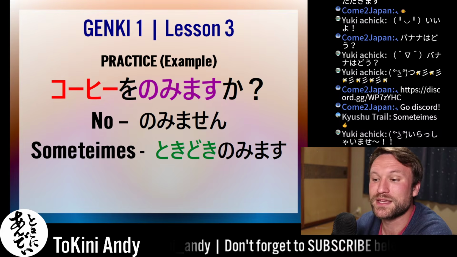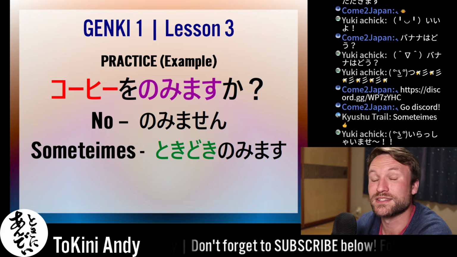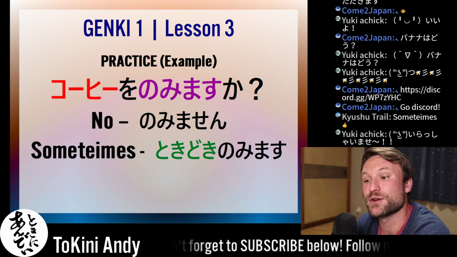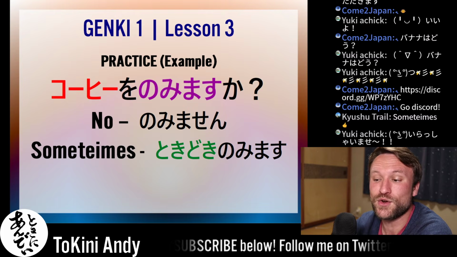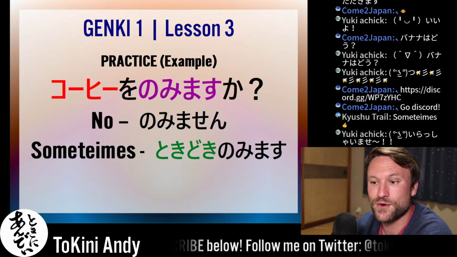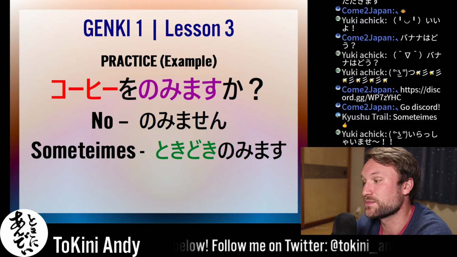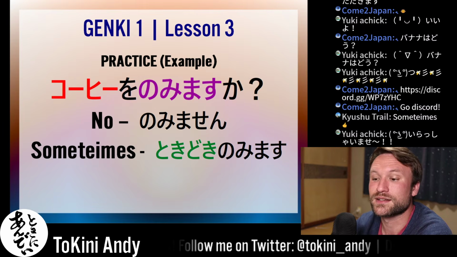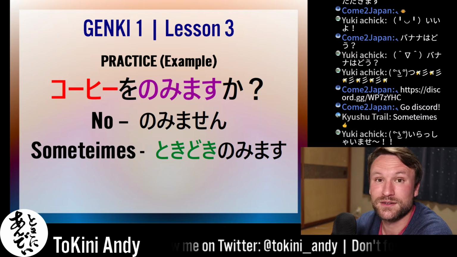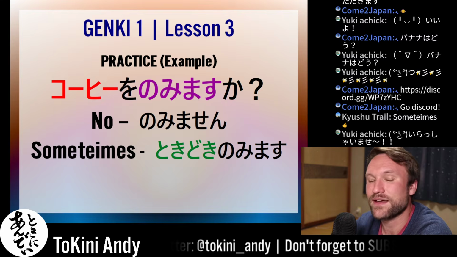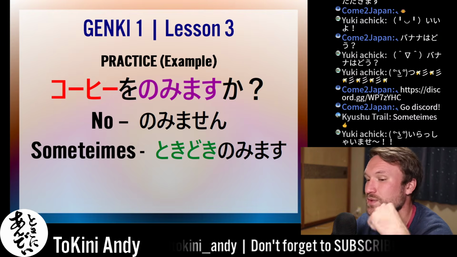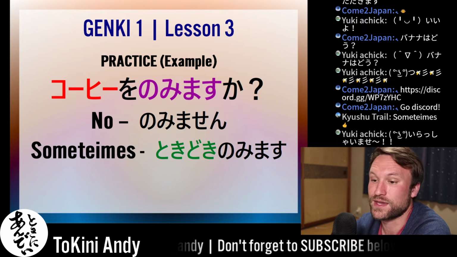So no would be nomimasen. So that's obviously the negative conjugation of the verb nomimasu. And sometimes would be tokidoki nomimasu. So basically what you'd be practicing here is based on your answer, but we've got the negative conjugation from last week, or we've got frequency adverbs from this week. And we have some particles thrown in there. So that's what the practice is going to look like this week.